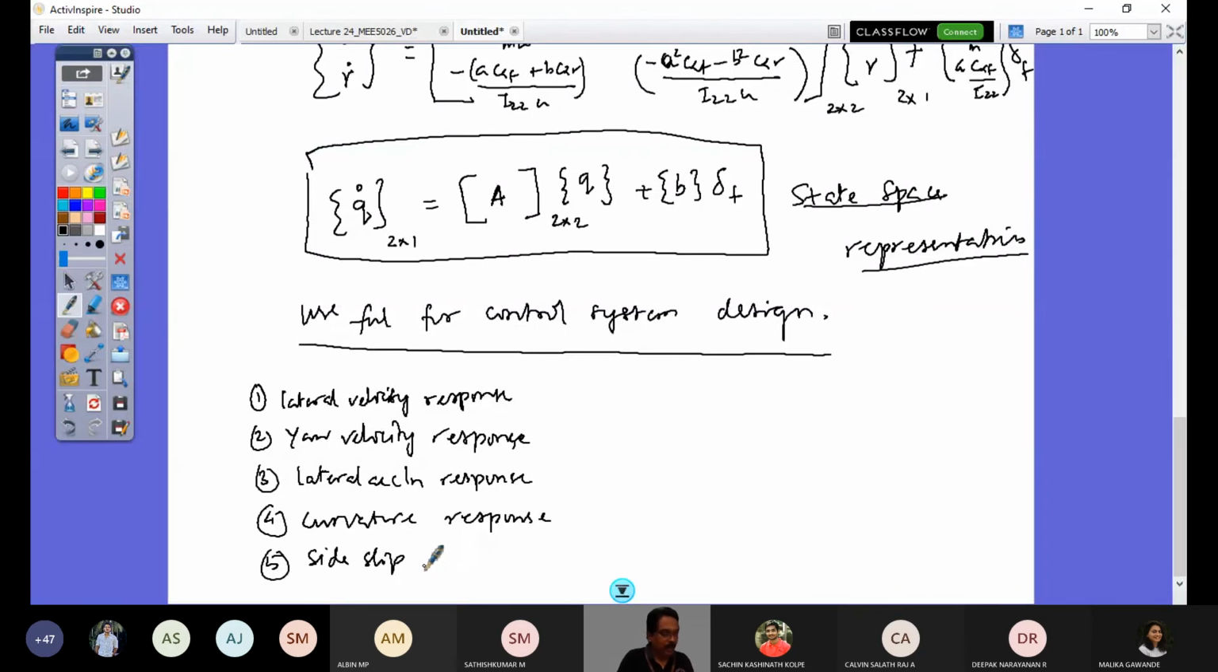Side slip or side slip rate? Side slip response it is. Side slip rate is beta dot. So what do you mean by these responses? These are called steady state responses, or they are called steady state gains.